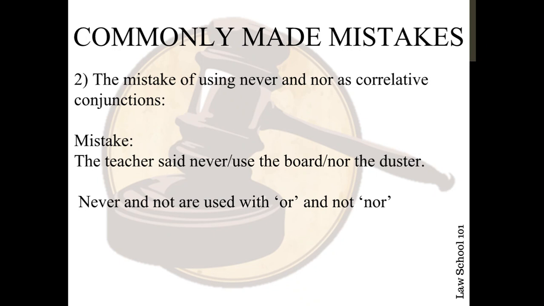So moving on. The mistake of using never and nor as correlative conjunctions. So let's look at the commonly made mistake. The teacher said, never use the board nor the duster. So never and not are used with "or" and not "nor." This is an important rule to be kept in mind. Never and not are used with "or."